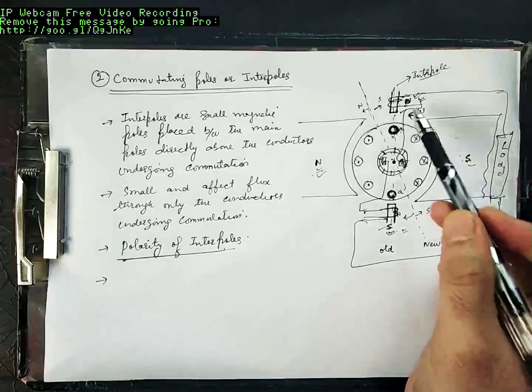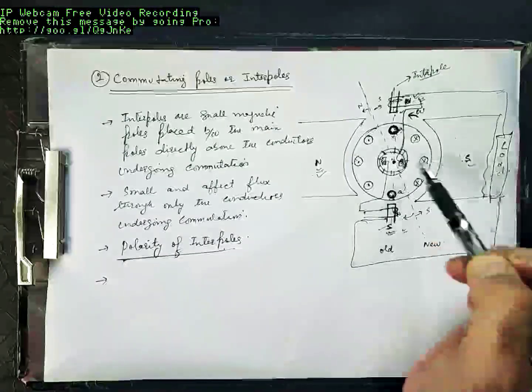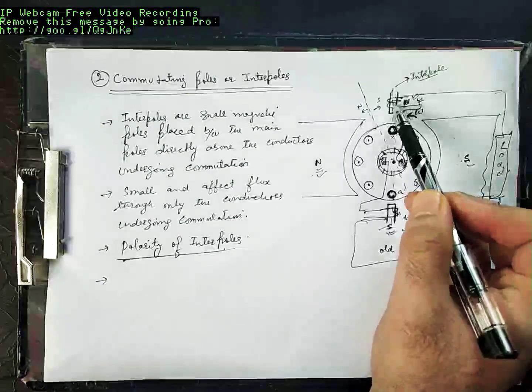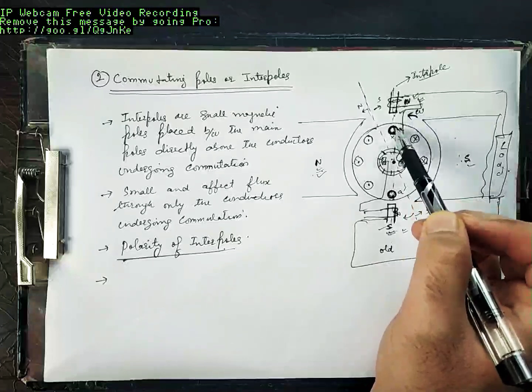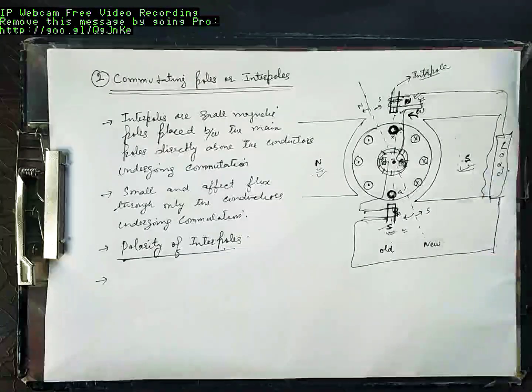Since I have connected this north pole in series with the armature, when armature current increases, current through this north pole increases. When current through this north pole increases, flux of this north pole increases. EMF induced in this conductor because of the north pole increases, which exactly cancels the EMF because of the south pole.